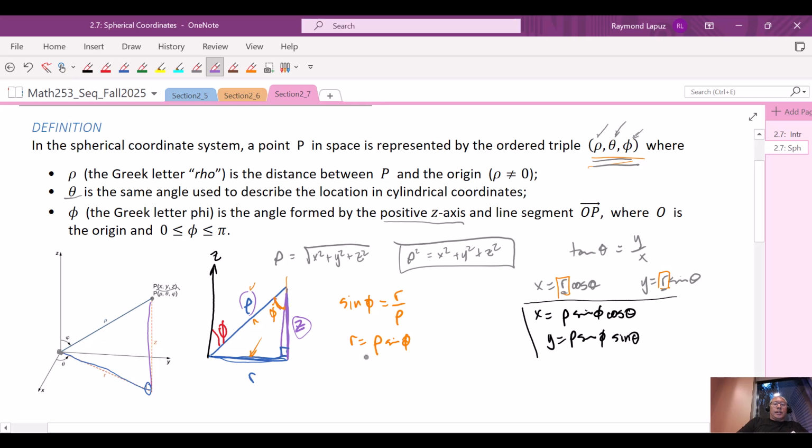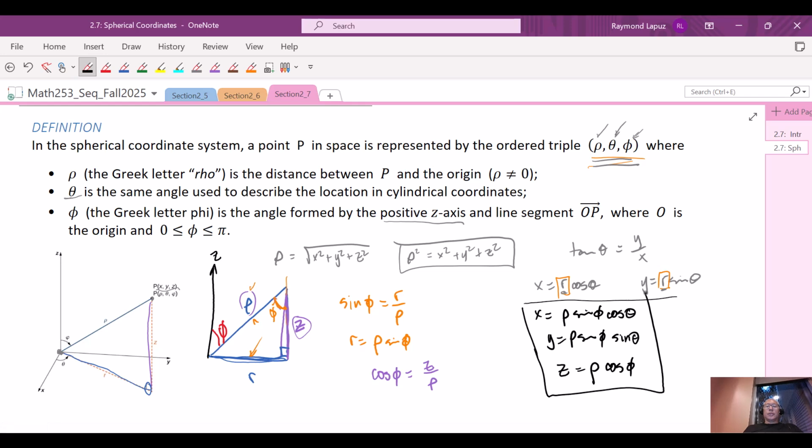So with that relation, I can write the cosine of phi. Cosine of phi is equal to adjacent, that's z, over hypotenuse, that's rho. So if I solve for z, I will get z is equal to rho cosine phi. So these three equations will be my transformation into spherical coordinates.